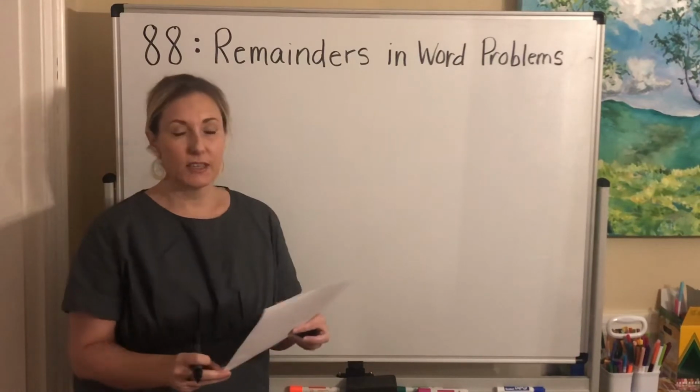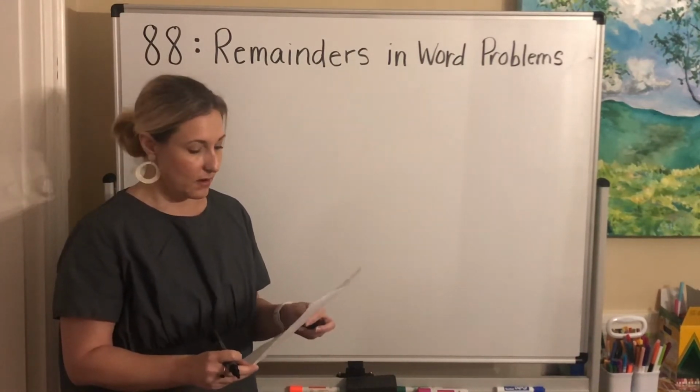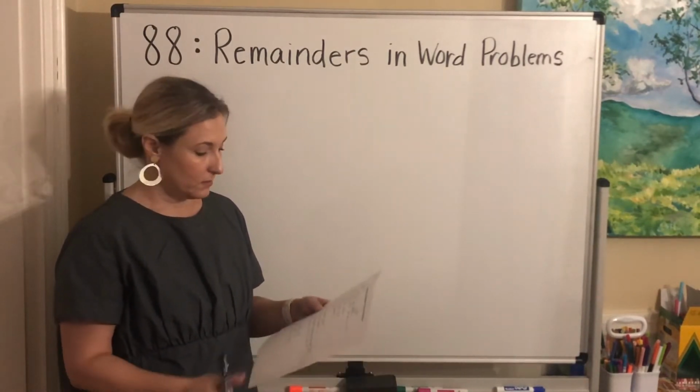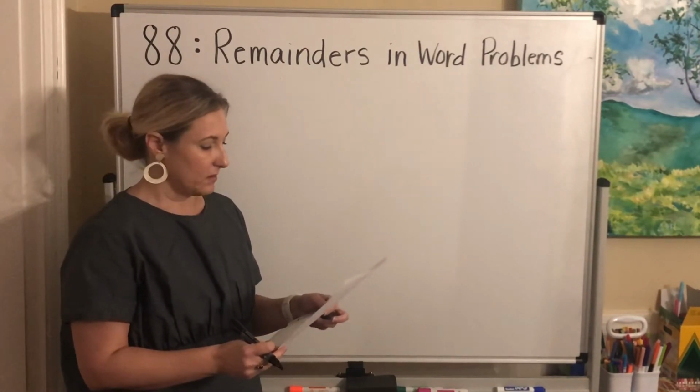Okay, how many pounds in a ton? 2,000 pounds is a ton. Okay, so what is half of a ton? Half a ton is 1,000. You'll need to know that by memory.